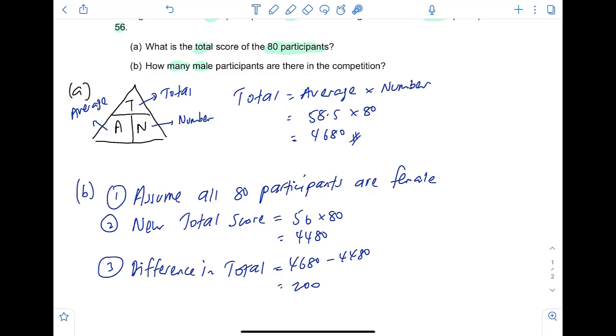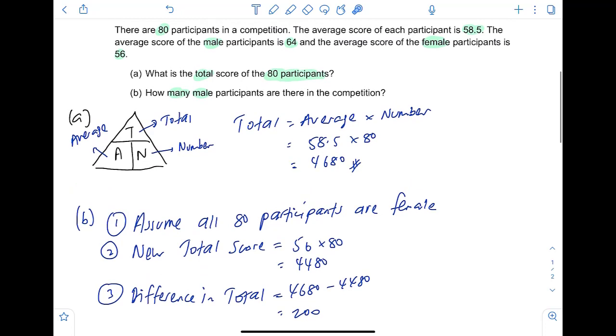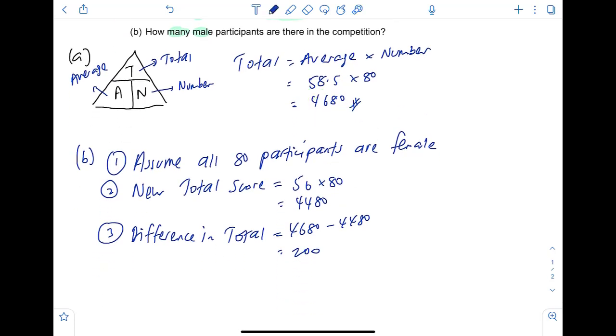Why is there a difference? Because we have assumed all of them are female, and the females are actually scoring lower than the males in terms of average. So if you assume all 80 are females, the total score will definitely be lower than the actual total score. For the actual one, the total is not just made up of females, there are a mix of people. There are females, there are also males. So the third step, find the difference in total, which is 200 points.